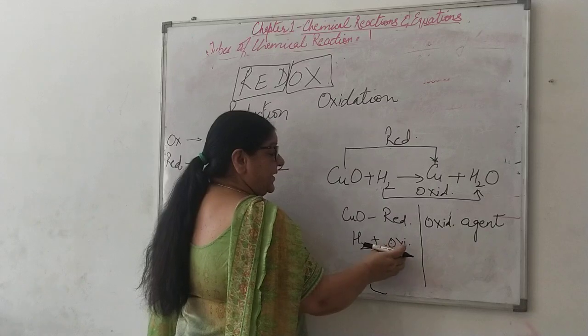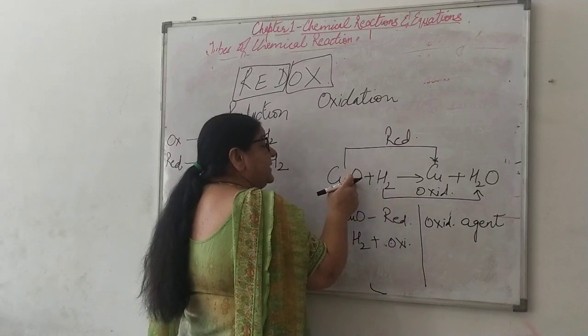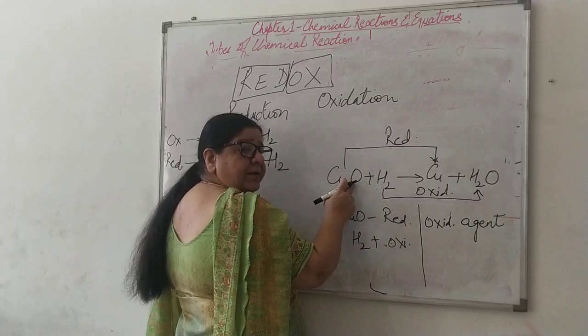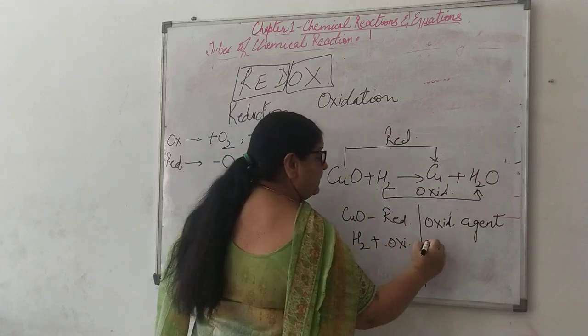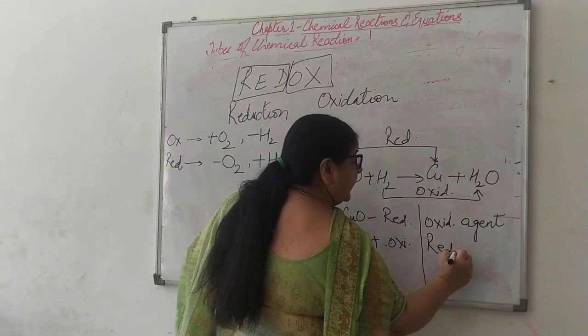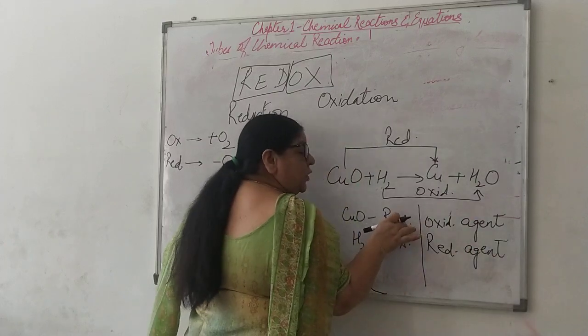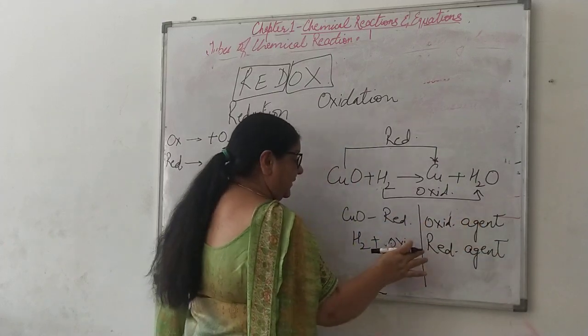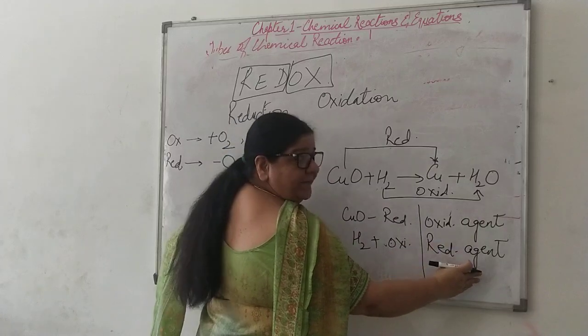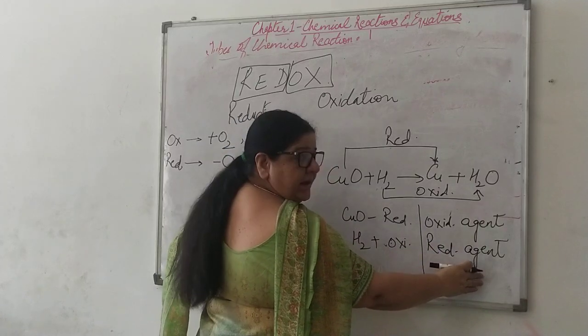And hydrogen here is being oxidized. It is reducing copper oxide to copper. So this becomes the reducing agent. The one which is reduced becomes the oxidizing agent. The one which is oxidized becomes the reducing agent.